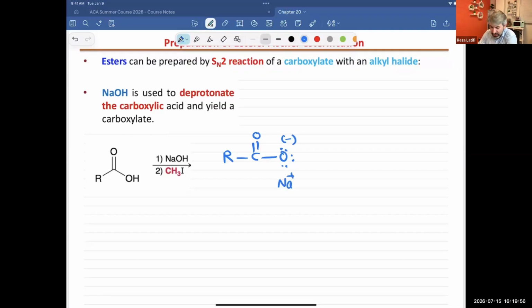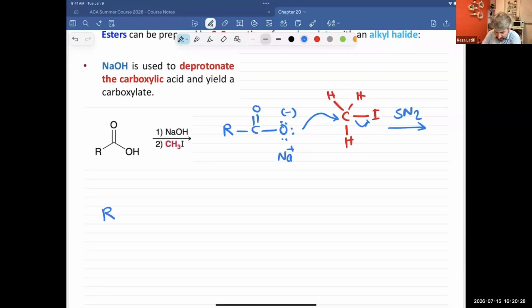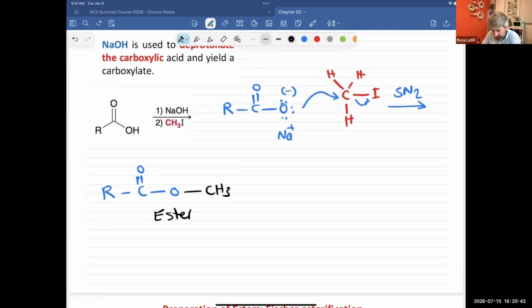But now that we got carboxylate, this carboxylate has enough nucleophilic character to go after the carbon that is attached to 3 hydrogens, and also iodide. So it will go after carbon, and the halide will leave the system at the same time. This is technically an SN2 reaction, and if that happens, we will get R, C, O, and then here O, and we will have carbon attached to 3 hydrogens.